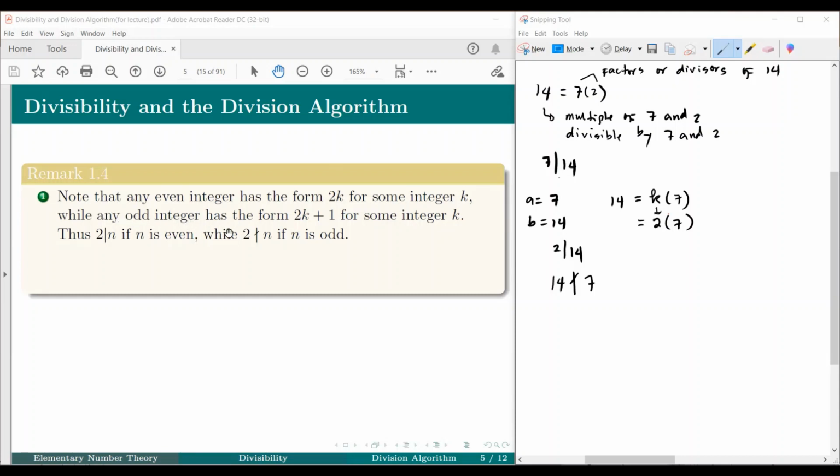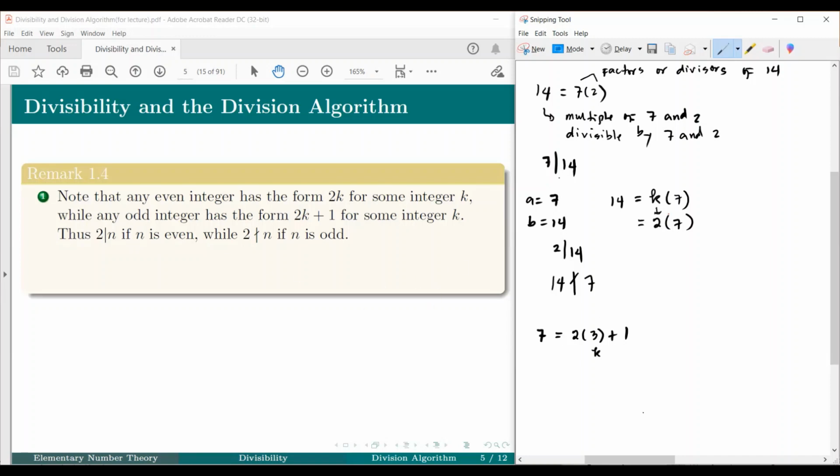Well, any odd integer has the form 2k plus 1. So for example, we have 7. We know that 7 is an odd number. So we can write 7 as 2 times 3 plus 1. So here, k is equal to 3. So take note that any odd integer can be written in this form, 2k plus 1. So here, the existence of k is 3.